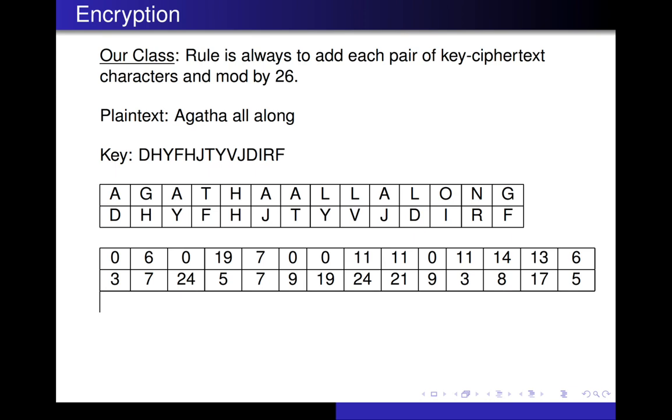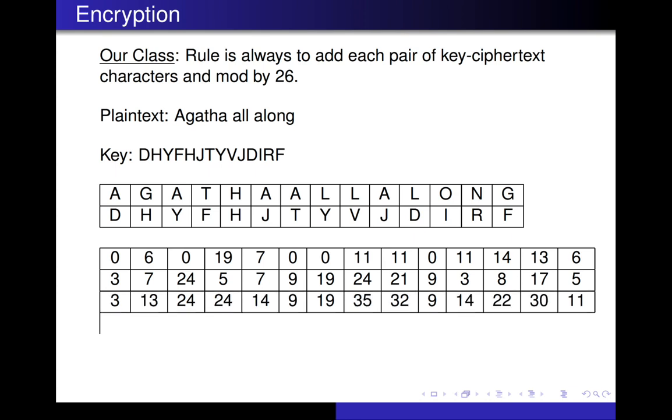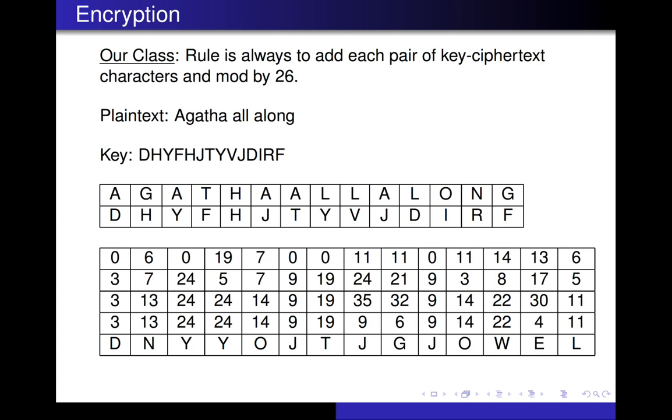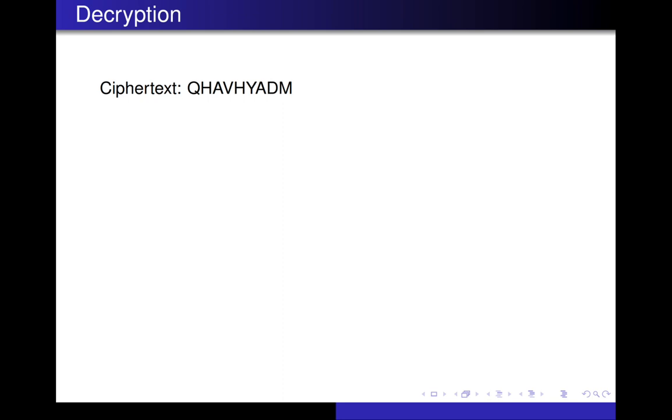We're going to add the 0 and the 3, the 7 and the 6, the 24 and the 0, the 19 and the 5, etc. Notice that some of those numbers go above 26, so we're going to have to mod out by 26 to make them in a form that we can actually get letters from them. And then we're going to convert those numbers back into letters to give us the ciphertext, and we end up with DNYYOJTJGJOWEL for our ciphertext.